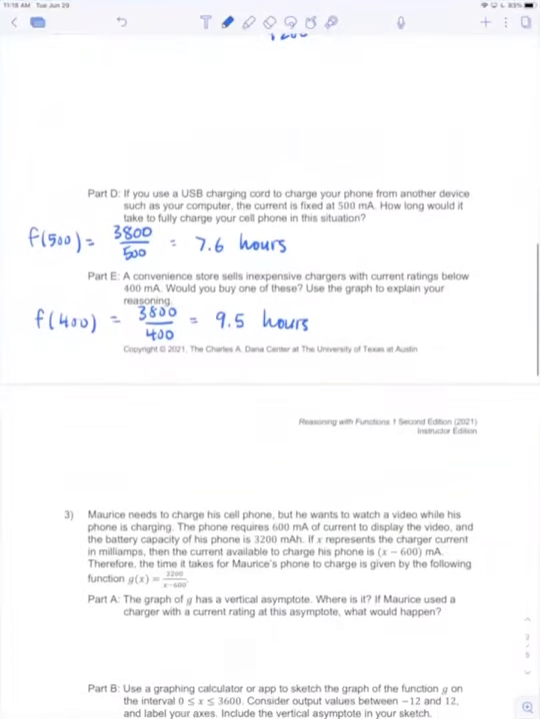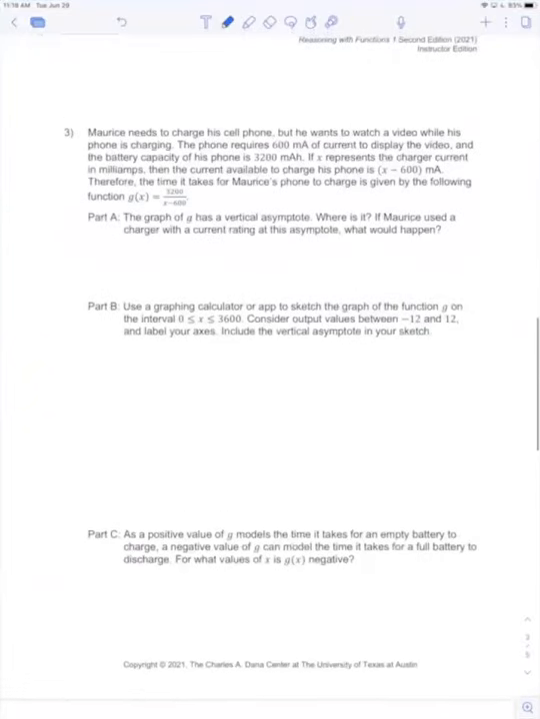Let's go to part 3 and scroll all the way up here. It says Maurice needs to charge his cell phone, but he wants to watch a video while his phone is charging. The phone requires 600 milliamps of current to display the video, and the battery capacity of his phone is 3,200 milliamp hours. If x represents the charger current in milliamps, then the current available to charge his phone is x minus 600 milliamps. Therefore, the time it takes for Maurice's phone to charge is given by the following function: g of x equals 3,200 divided by x minus 600.